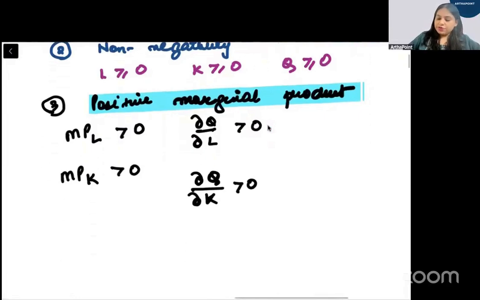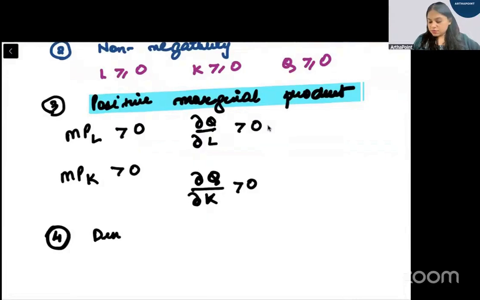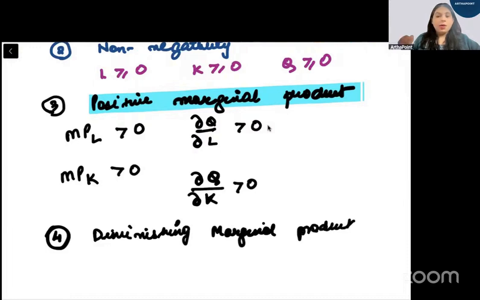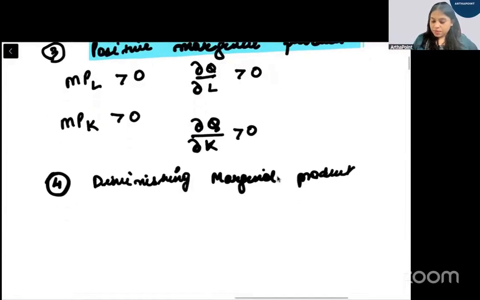So you should have positive marginal product. Okay. But a fourth, diminishing marginal product. Marginal product positive तो चाहिए. We need a positive value for marginal product. But at the same time, marginal product should also be diminishing in nature. Diminishing माने what? माने if I differentiate marginal product again with respect to labor, it should be less than 0.